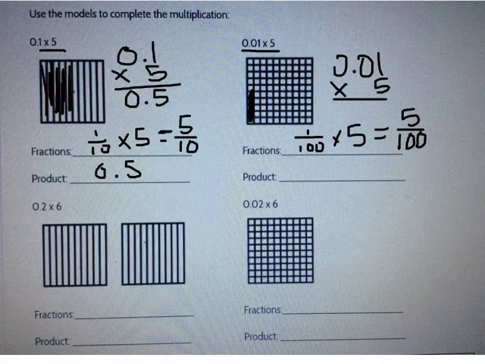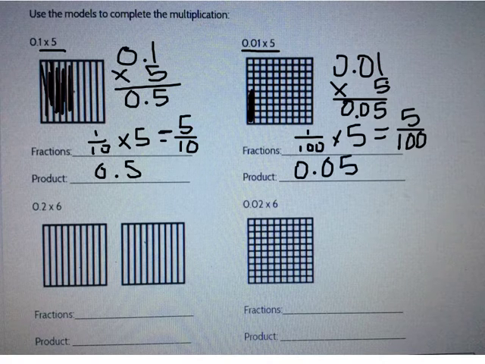So, let's talk about how we would write that as a decimal. I would multiply 5 times 1, and I would get 5. I know that my answer needs to be in the hundredths place, so I need to put 2 digits behind the decimal, 0.05.